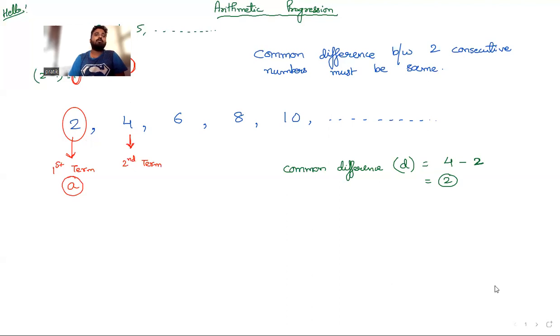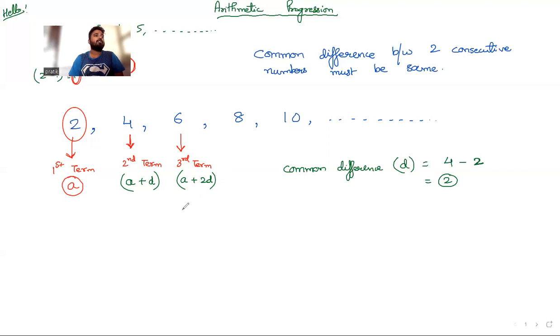So if I write this in a general format, the second term would be A plus D, that is 2 plus the common difference, 2. Now if I want to write the third term, this can be written as A plus 2D, right? So what is A? A is 2. 2 into 2 is 4. 4 plus 2 is 6. Am I getting my third term? Yes. So this is a generalized format of writing an arithmetic progression.